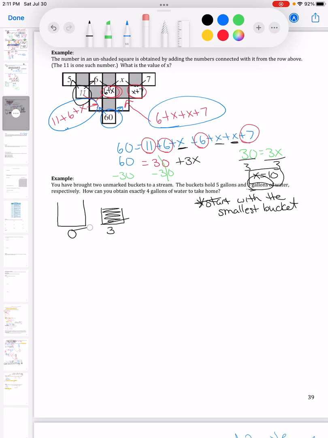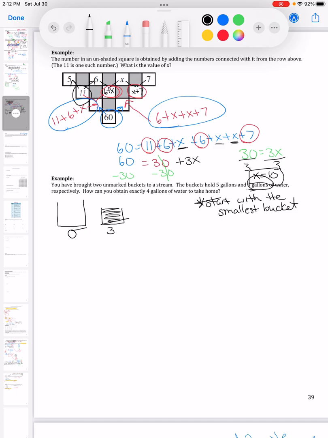I can put up to 5 in it. Now, what am I going to do? Well, I could pour out the 3-gallon bucket so it doesn't have anything. Or I could pour the 3 gallons into the big bucket. I said we always have to start with the smallest, so we got to do something with that 3-gallon bucket. I can either get rid of it or I can put it in the big one.